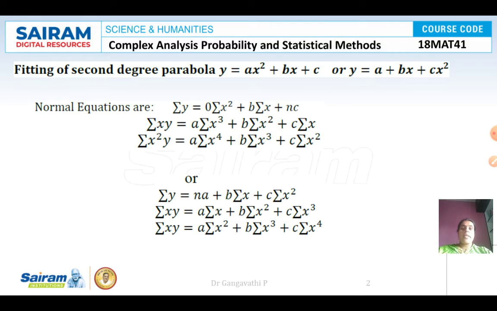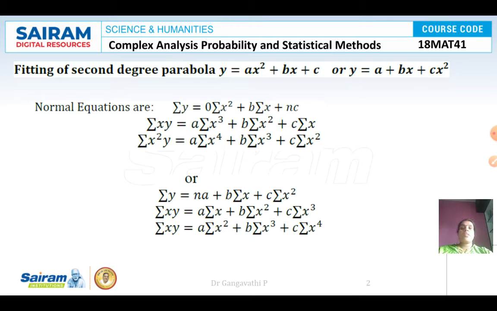So what does the second degree parabola equation look like? The second degree parabola equation will be of the form y is equal to ax square plus bx plus c, or you can also write it as y is equal to a plus bx plus cx square. So this we are calling fitting of a second degree parabola. If the data has been given and it has asked you to fit into the parabolic equation, this is what we have to do.